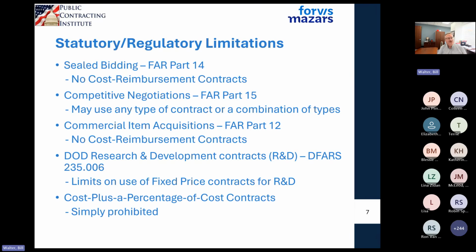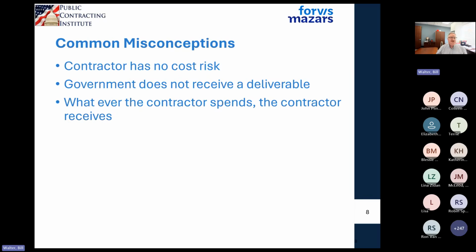So Department of Defense has put some limits in using fixed price contracts for R&D because of the uncertainty associated with it. And then you do have a contract that's called a cost plus a percentage of cost contract, strictly prohibited, not allowed to use it. Just keep away from it no matter what you do.